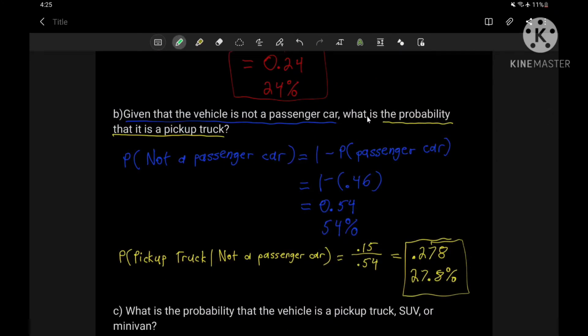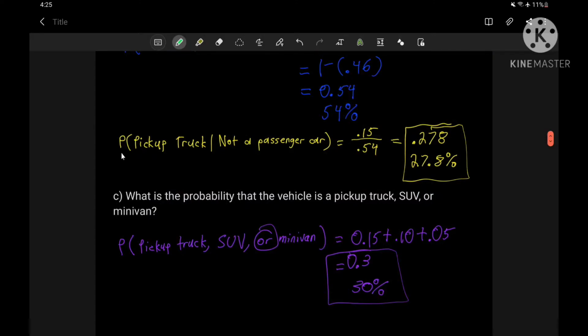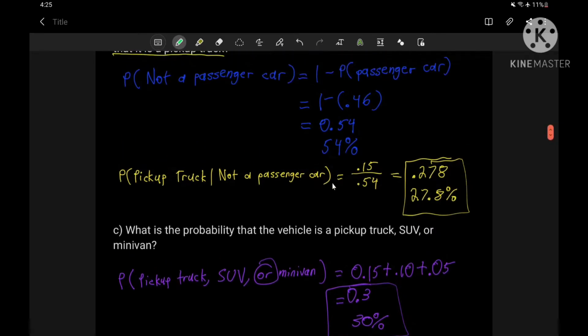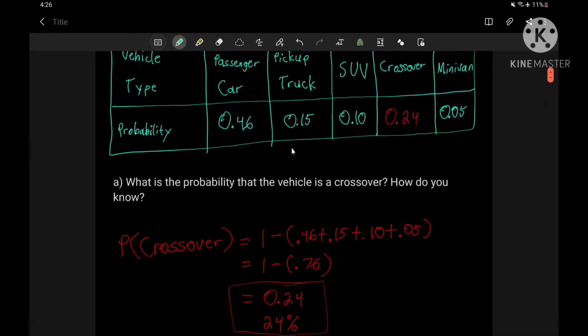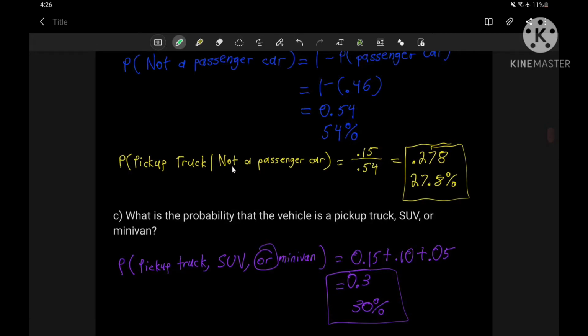It's also asking, what is the probability that it is a pickup truck? So what we do here is that we should solve the probability of a pickup truck given not a passenger car. A pickup truck is the numerator, which is 0.15 in this chart. So that's how I got it right here. And not a passenger car, it's 0.54. So I put that as the denominator. And when you divide them, it's 0.278 or 27.8%.